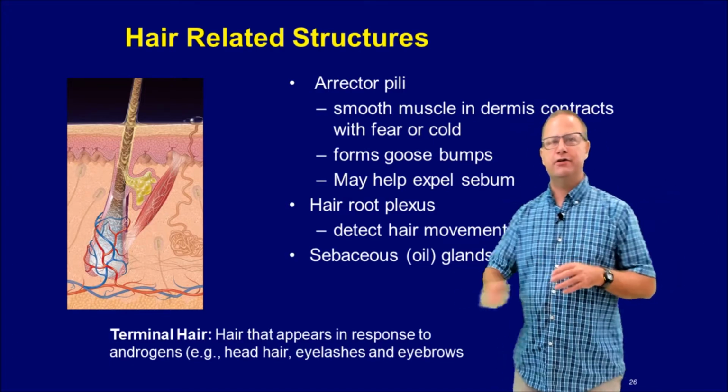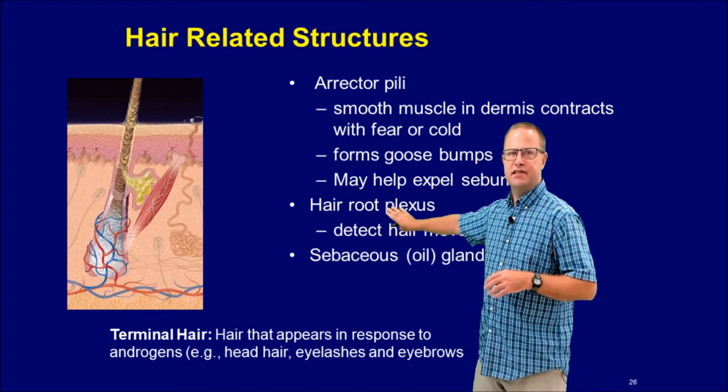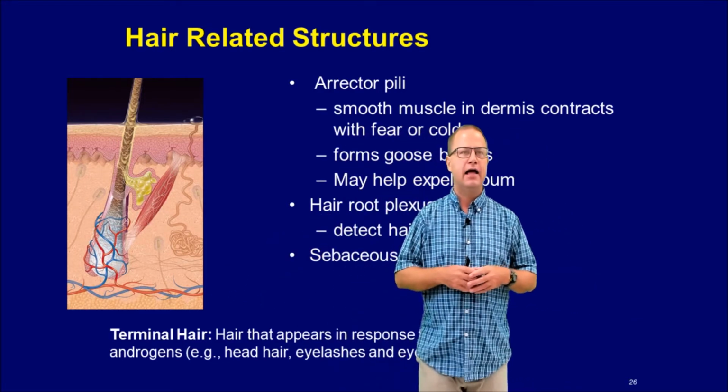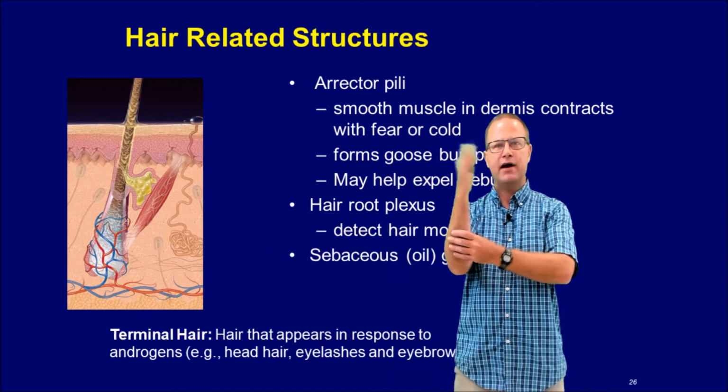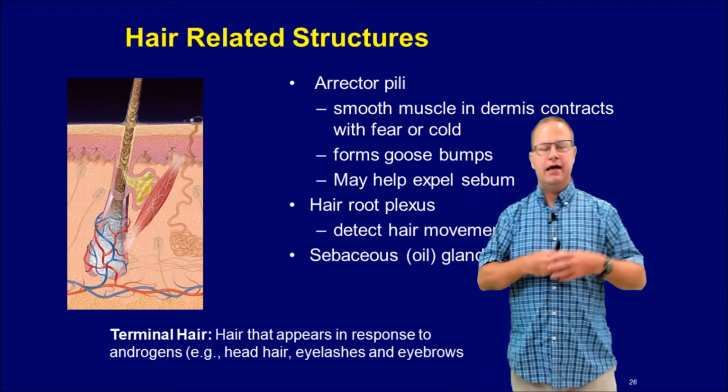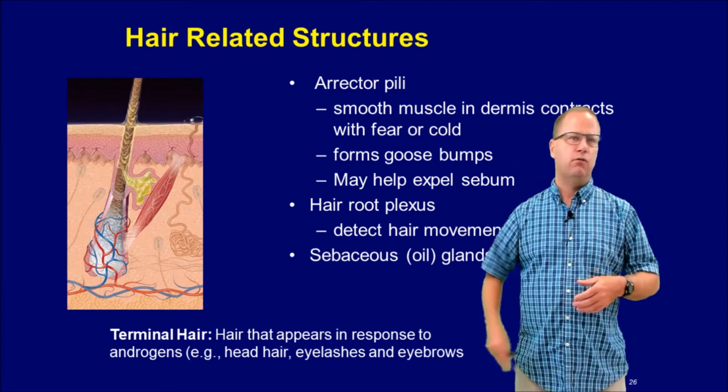Other structures we need to talk about, we already mentioned the hair root plexus. The hair root plexus was a group of nerves that are surrounding the base of the hair follicle, and basically if that hair shaft is moved around, it will detect that vibration, send information to the brain, and tell us that there might be something on our skin we want to wipe off.